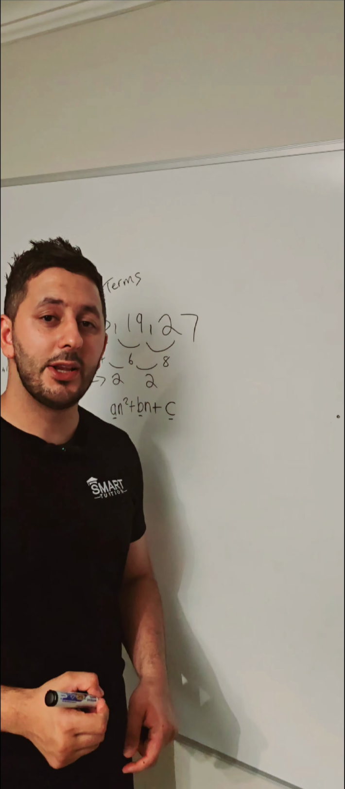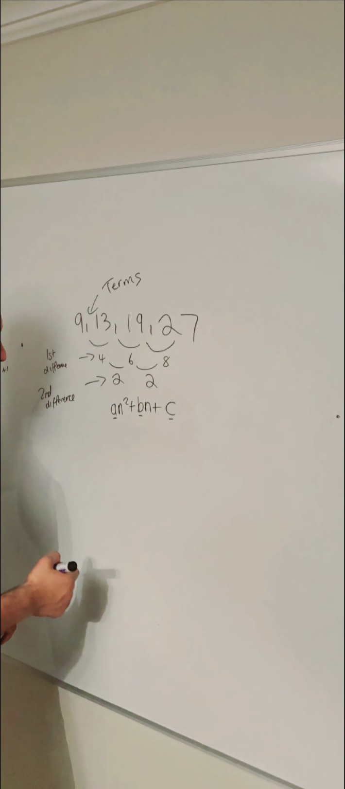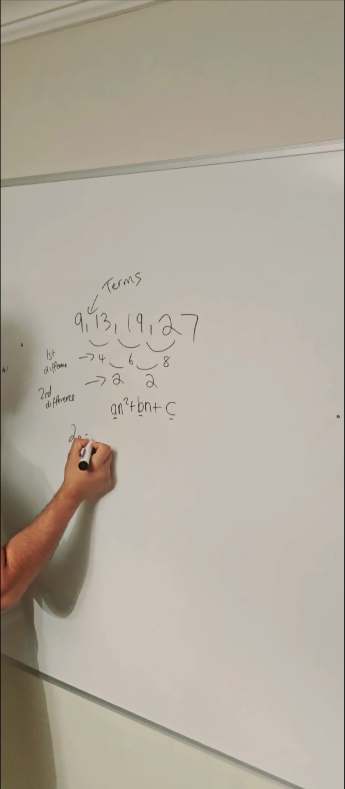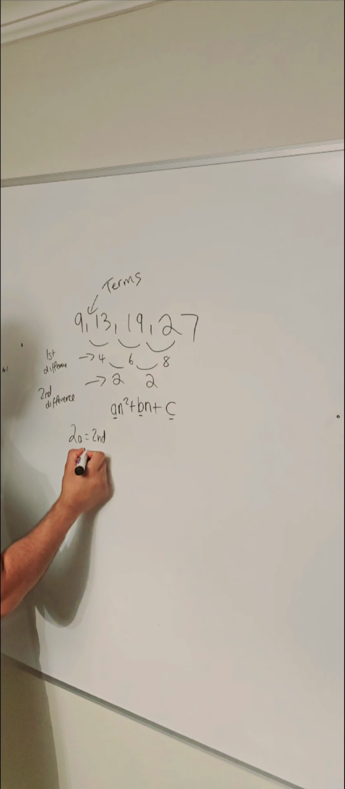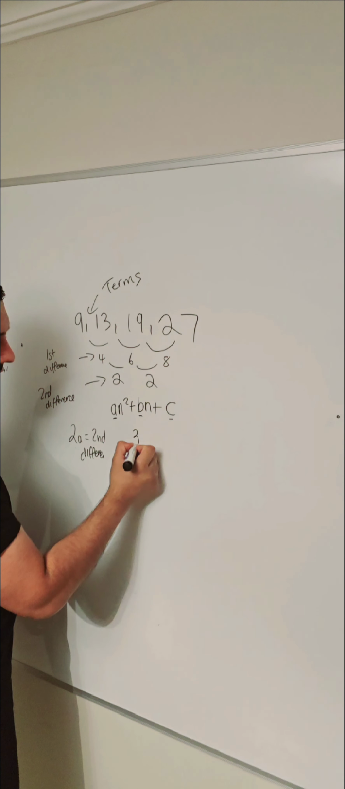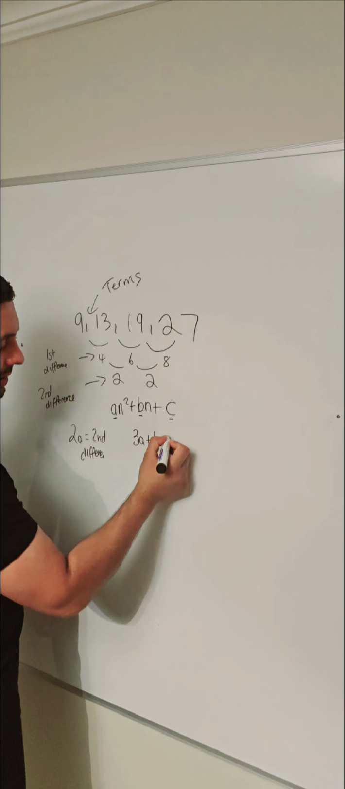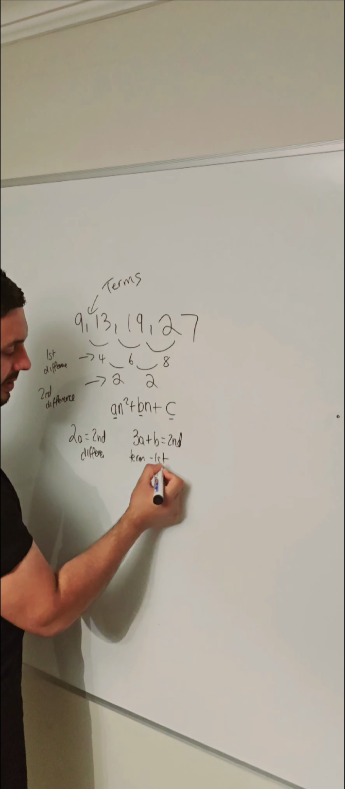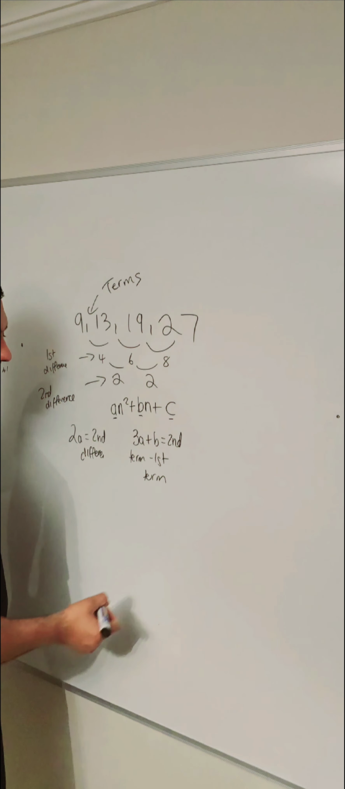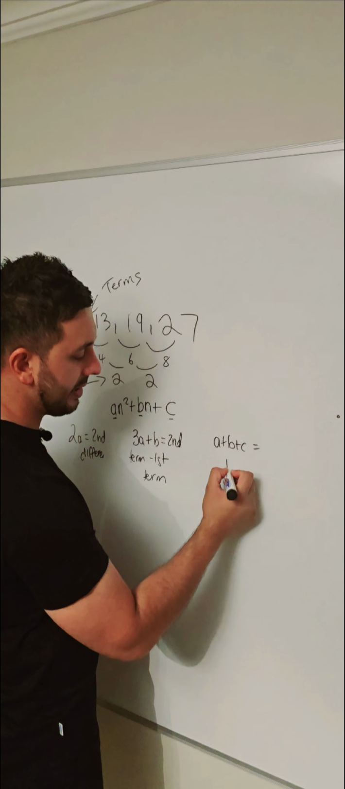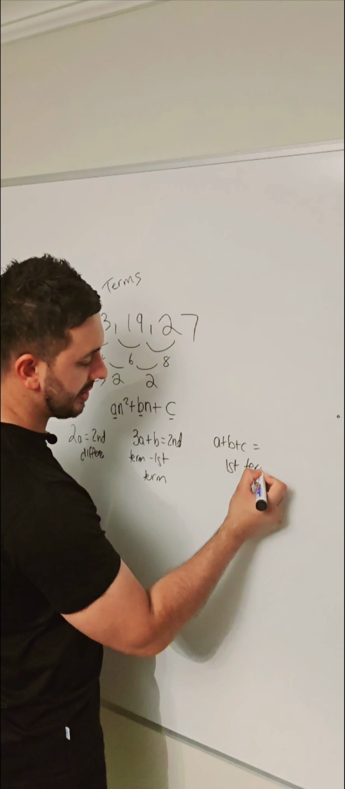Now, for you to work out the values of a, b, and c, you need to memorize 3 equations, guys. Those 3 are, for a, 2a equals the second difference. For b, it is 3a plus b equals the second term minus the first term. And finally, for c, it's a plus b plus c equals the first term.